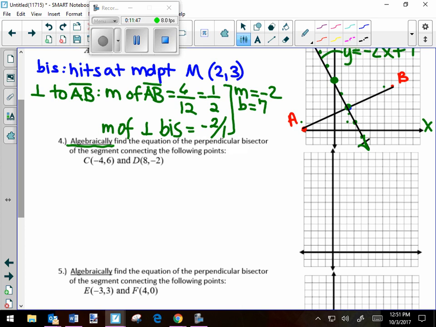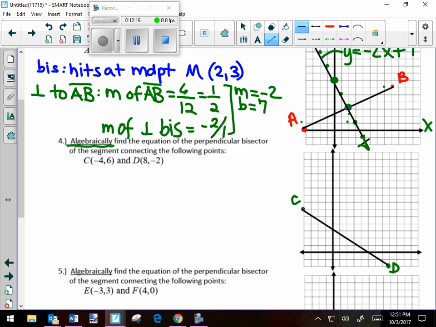So when I plot the points, negative 4, 6, here's point C, and point D, which is 8, negative 2, here's where D is. I basically am going to have a segment that connects the two of them. So from point C to point D, there's my line that connects the two of them, my line segment.